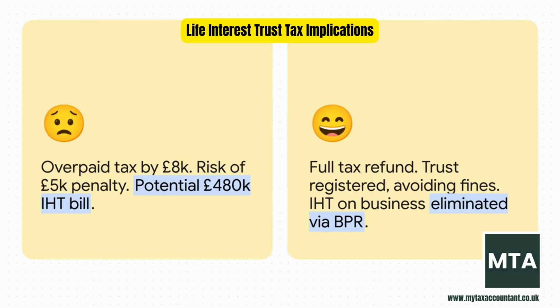And just look at this transformation. The before picture is pretty scary. The family had overpaid tax, they were at risk of a £5,000 fine, and staring down the barrel of a potential IHT bill of nearly £500,000. But then look at the after. My Tax Accountant stepped in, got them a full tax refund, got the trust registered to avoid the fine, and completely wiped out that massive IHT bill. It's a huge swing from serious financial risk to total peace of mind.